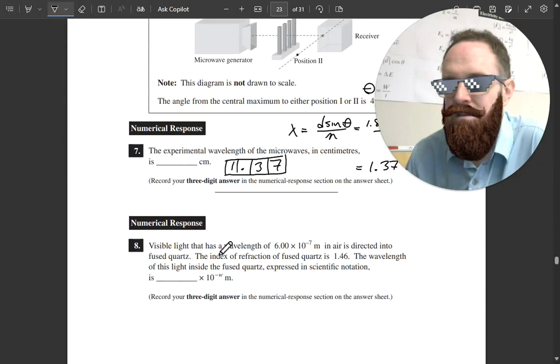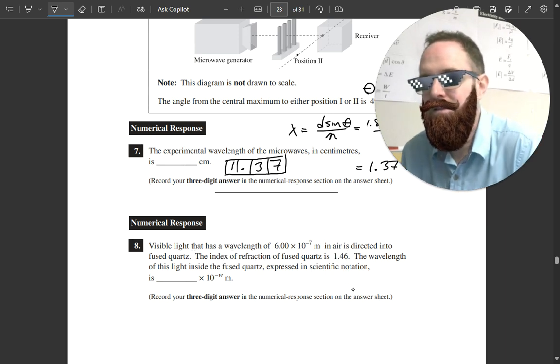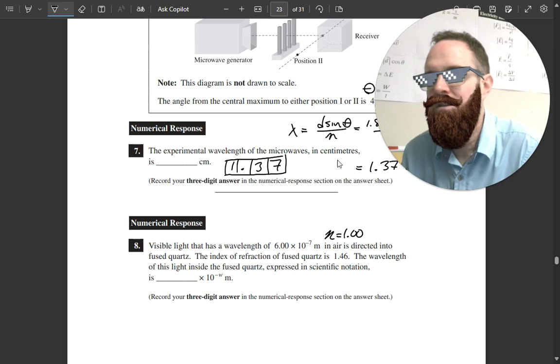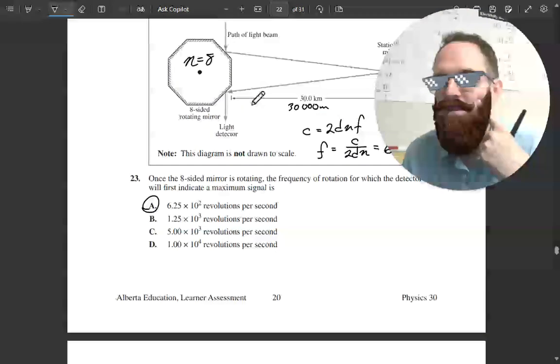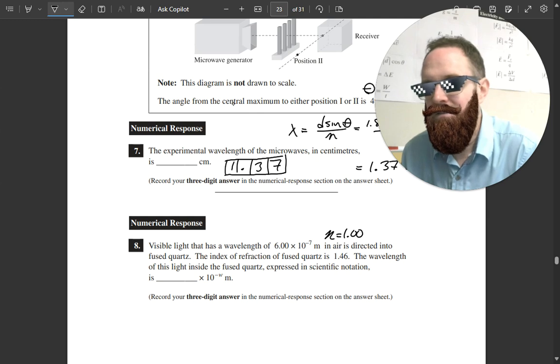Visible light with a wavelength of this is directed onto fused quartz. Index of refraction in air. Okay, so the n values, a lot of these questions have n's, but they all mean different things. This is index of refraction, that's the number of the antinode that we're looking at, and this n up here is the number of mirrors. But that's okay. This n, so let's call that n1, let's call this one n2. It's 1.46.